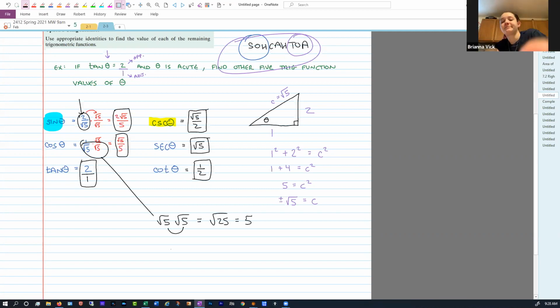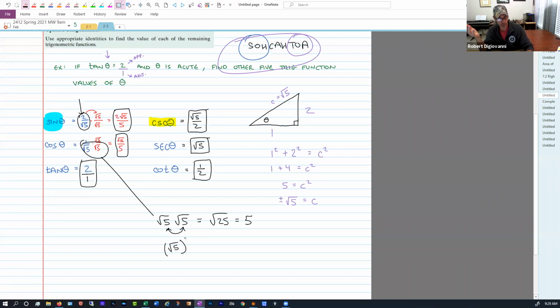Got it. Another way you can look at it is when you do these 2 multiplied together, you're actually doing the square root of 5 times itself. So you're squaring it. And when you square a square root, the square root goes away. That's helpful. Okay, thank you. Yeah, there's multiple ways of looking at it. So whichever way makes most sense to you. Got it. Thank you. Yep, no problem.